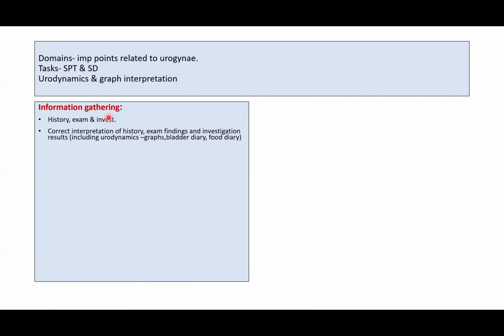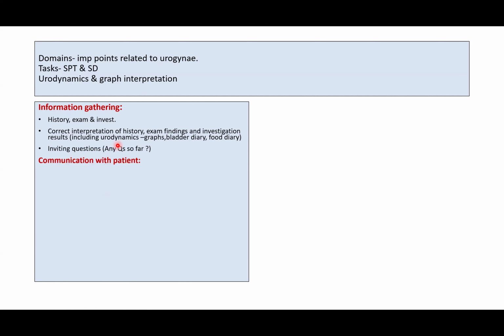Information gathering, we know it's about history, examination, and investigation. And there has to be correct interpretation of history, examination findings, and investigation results. So in the urogynae, you will be getting the urodynamic graphs. And it came as teaching station and also as structured discussion, right? Then there can be bladder diary in the bladder pain syndrome and in overactive bladder. Food diary in bladder pain syndrome, right?